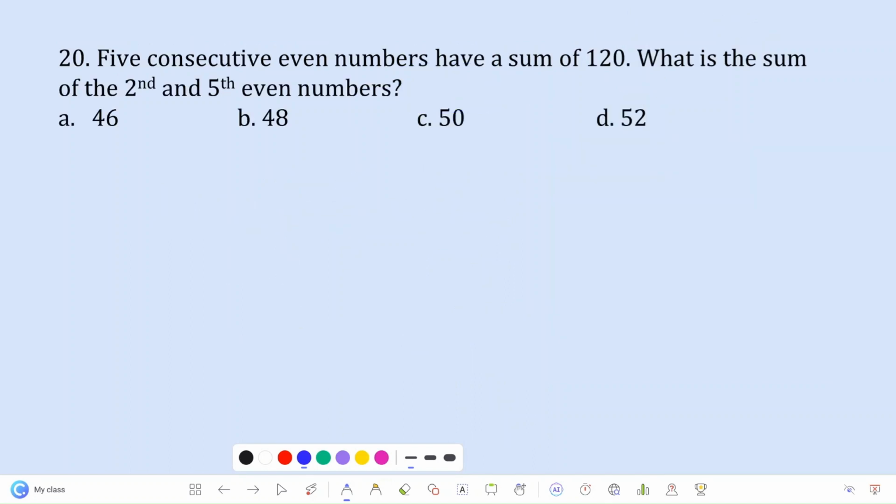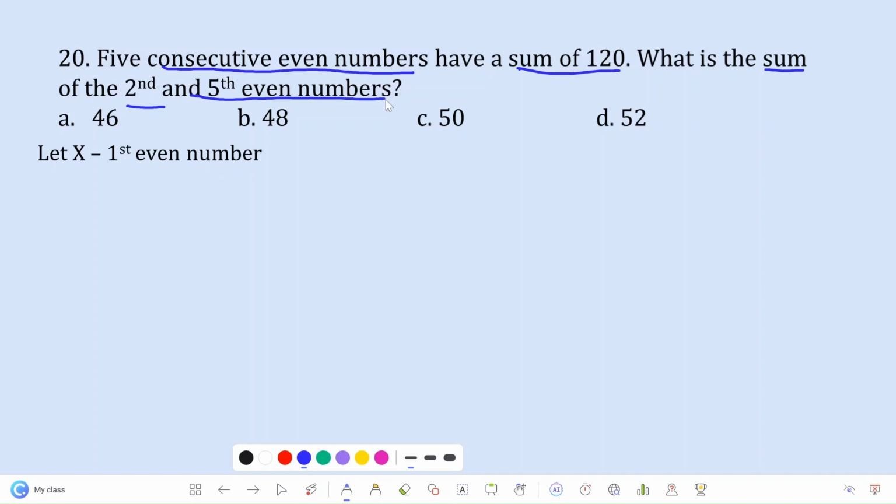Our last item, 5 consecutive even numbers have a sum of 120. What is the sum of the second and the fifth even number? So, again, i-underline natin kung ano ang given. 5 consecutive even numbers. Ang kanilang sum is 120. At ang hinahanap natin ay sum ng second and fifth even numbers. So if you are given this type of problem, i-represent nyo muna sa variable ang first even number. Let x be the first even number.